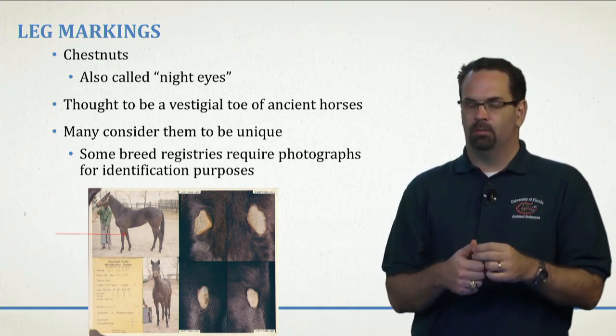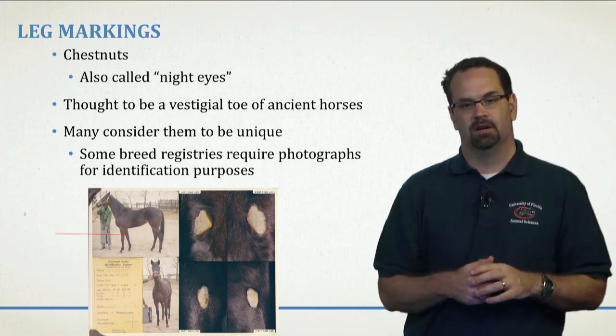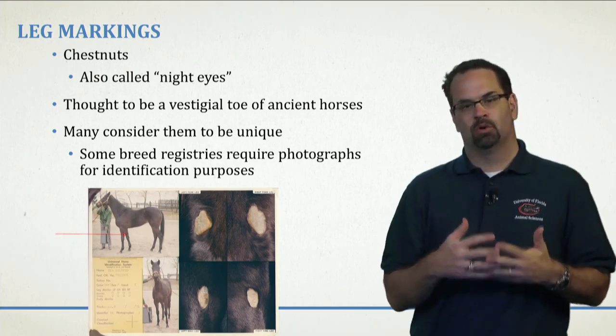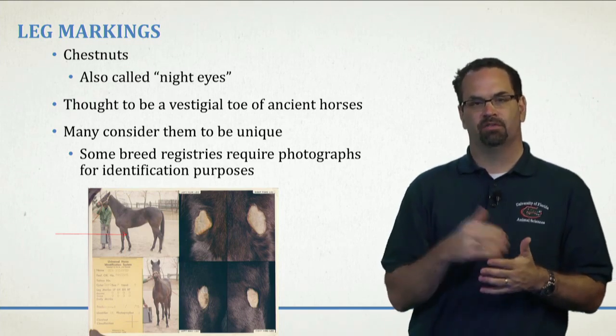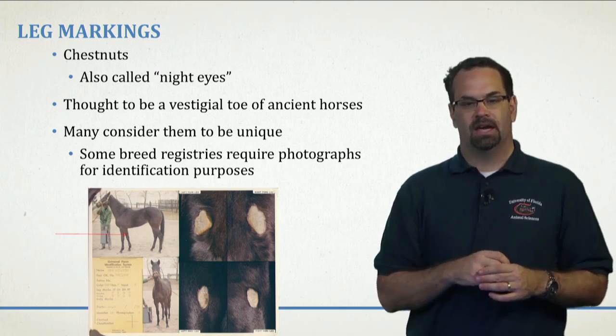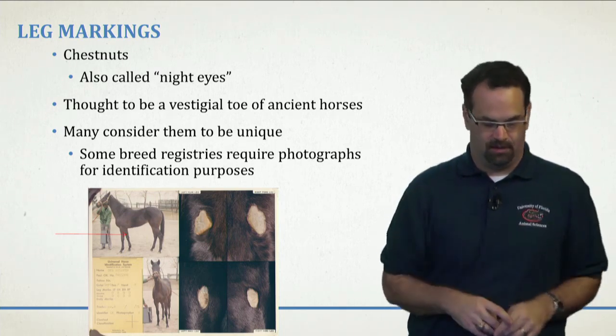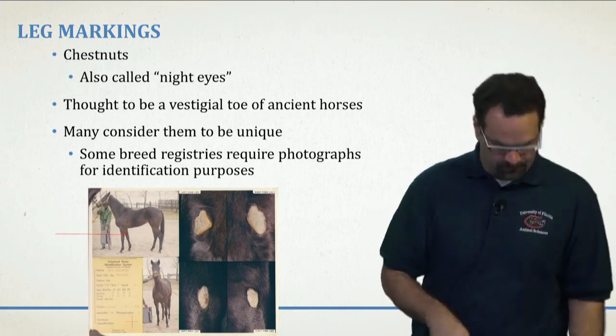Now they do grow a little bit, so they can scuff off that dead skin on there. But some breed registries actually do require photographs, and like the Jockey Club in certain circumstances will actually require somebody to go in there and take a photograph of those night eyes as a unique mark to that animal. So just to be aware, if you're always wondering what those weird things were, that's what they are.